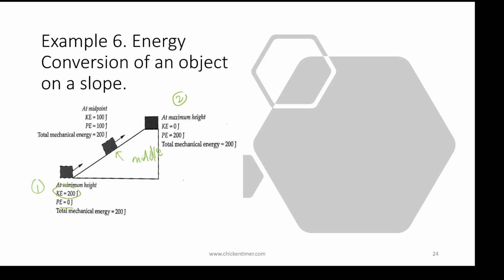Then the maximum height, because it's stationary there, you only have PE, which is 200, no KE again. So in the middle, then will be 100 for KE, 100 for PE, half. Then the total is still the same 200. Nothing is lost anywhere. So no energy is being destroyed. Okay?